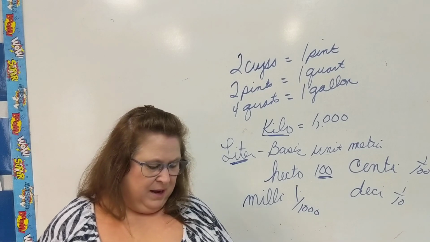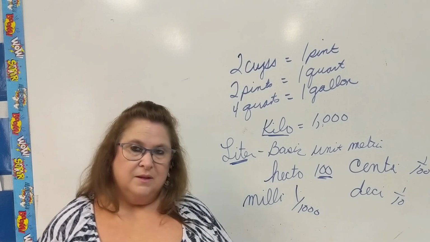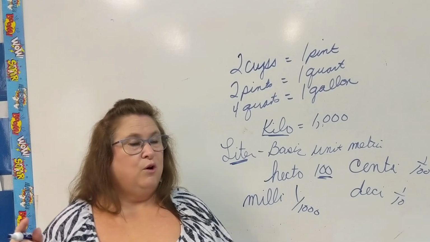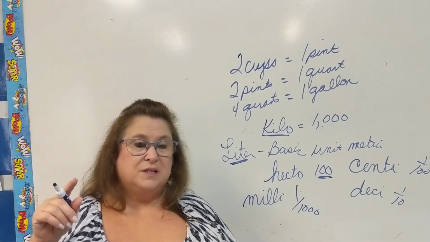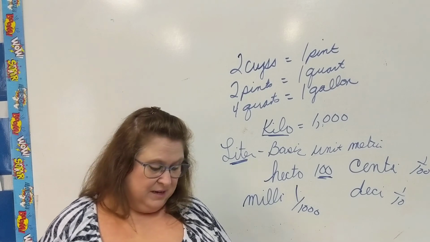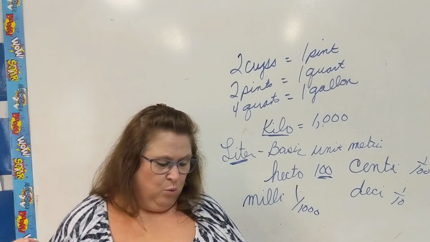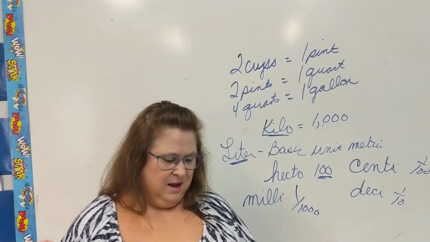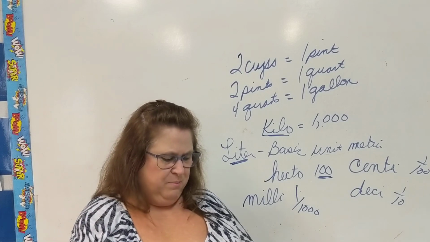Letter E, 8 pints equals 1 gallon. There's 2 cups in a pint, 2 pints in a quart, and 4 quarts in a gallon. So 4 times 2 is 8, so that is true. Color in letter A. And letter F, 1 quart equals 30 fluid ounces. That is not true. Color in letter B.